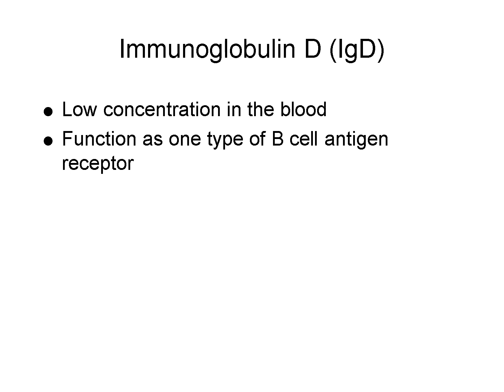IgD is found in very low concentrations in the blood, and its role is still not completely understood. What is known is that IgD acts as a receptor on the surface of B cells and helps initiate B cell activation when antigens are first encountered.